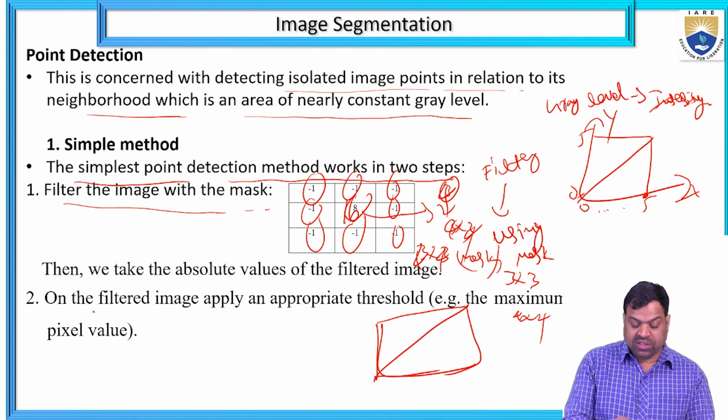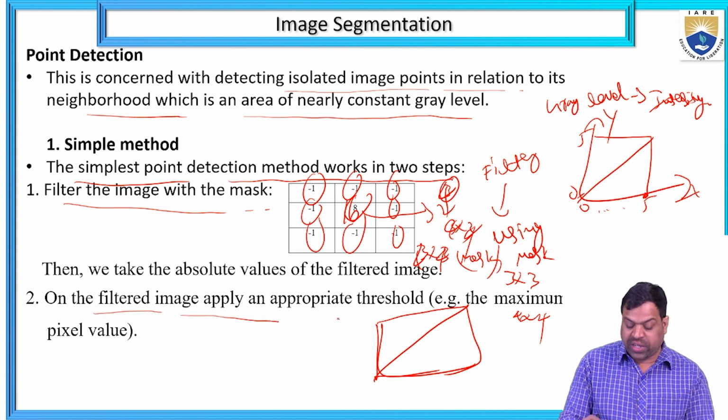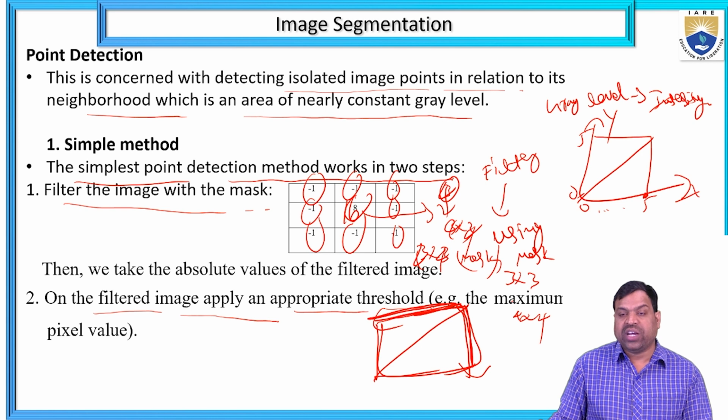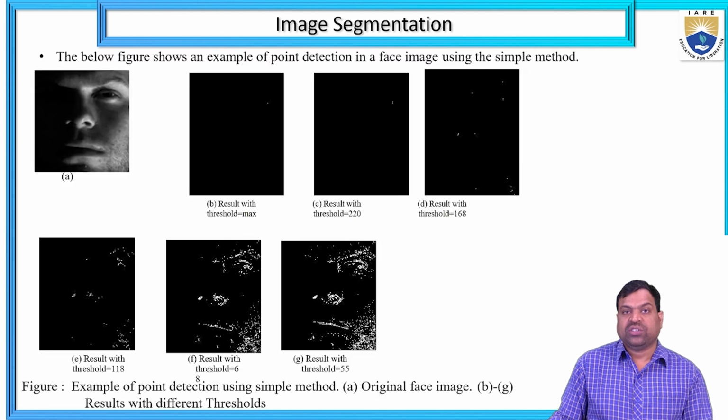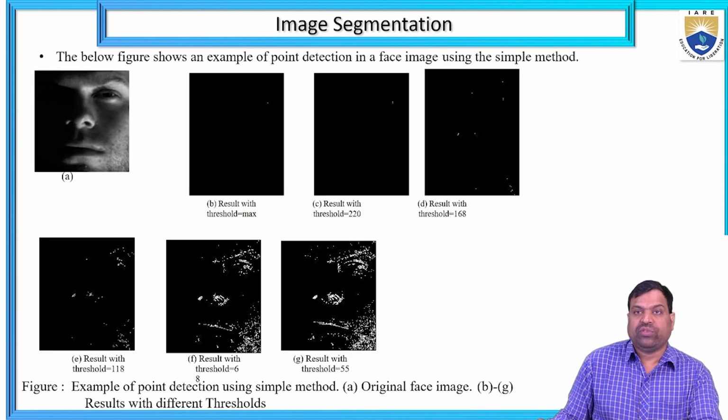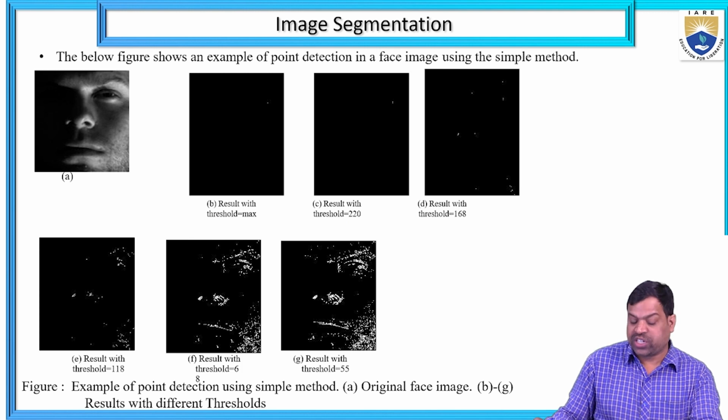On the filtered image, we apply an appropriate threshold, for example the maximum pixel level. What is the maximum level, what is the threshold level? We apply the appropriate threshold with the maximum pixel value. With the help of thresholding, we find the maximum level of the edge detection or point detection. Here are some more examples of edge and point detection.